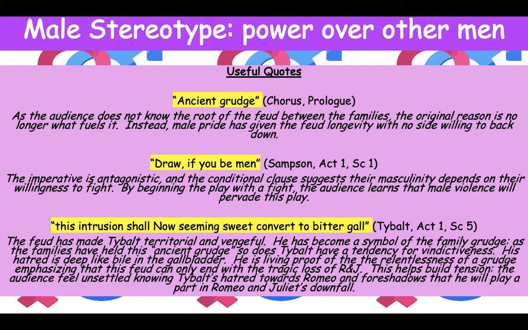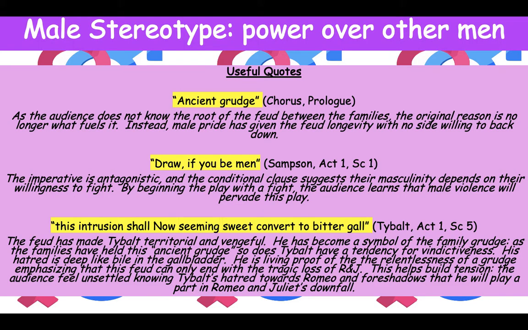So by beginning the play with a fight, the audience learns that male violence will pervade this play, and you might even go as far as to say that it's male violence that underlines the greatest problem in this society, and maybe even the biggest downfall for Romeo and Juliet. They live in this unjust, violent society where their love can't survive.